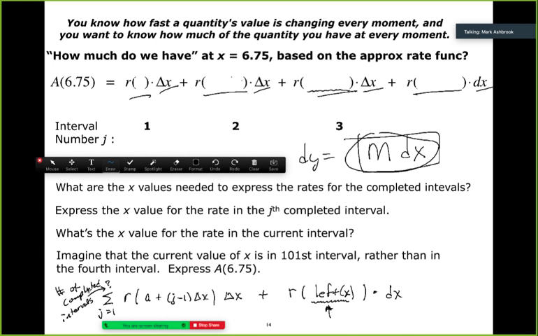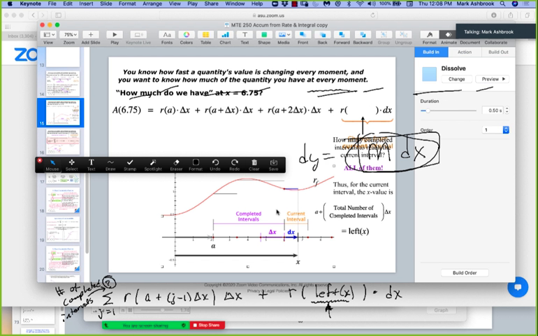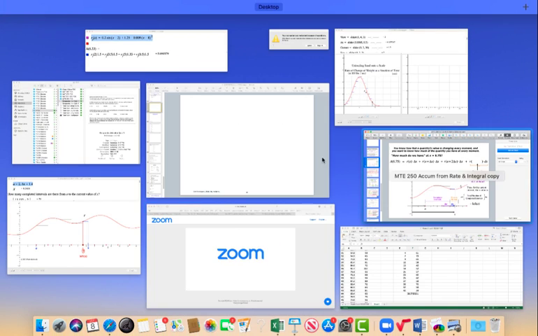Okay, so now we're going to figure out what the number of completed intervals is, and what this function left x is, and once we have those, we pretty much have this one-line approximate accumulation function. We're going to take a look at, maybe, there we go. So let's look at this.